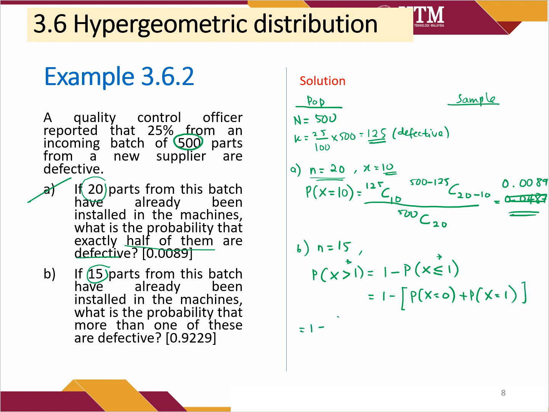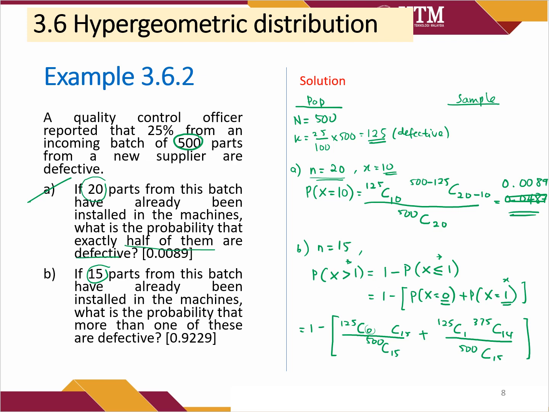Now we can find our probability. So 125 C 0, and then N minus K over 500 C 15. Given this x refers to this. And for the second one, this is your x, so it will be 125 C 1, 375 C 14 over 500 C 15.